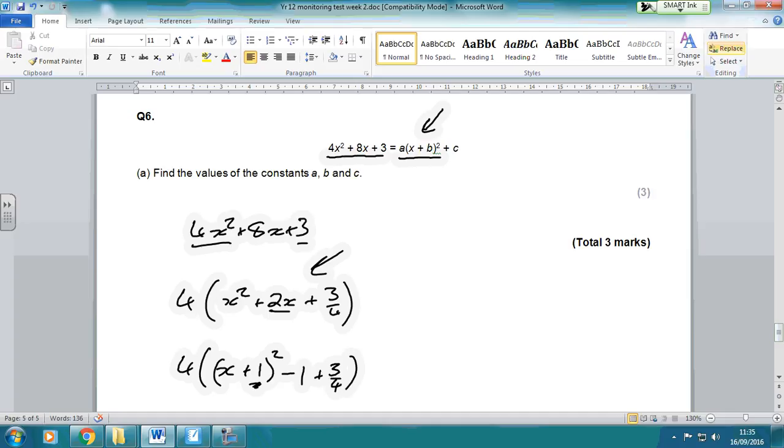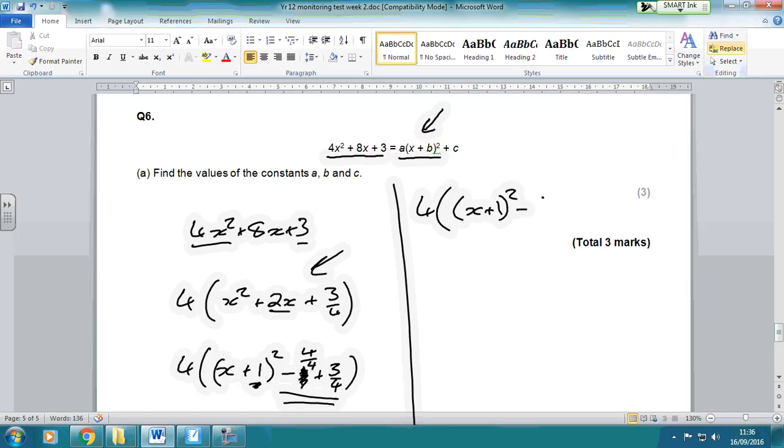The next thing we need to do is tidy this up. It looks a little bit untidy at the moment because we've got a whole number and then a fraction, so change that 1 to 4 over 4. We've got minus 4 quarters plus 3 quarters. So that's going to be x plus 1 squared minus 1 quarter. And then the final step is that we've got to multiply out the brackets. So we do 4 lots of this and then 4 lots of this. It's going to be 4 lots of x plus 1 squared. 4 lots of a quarter is 1. It's going to be 4 lots of x plus 1 squared minus 1.